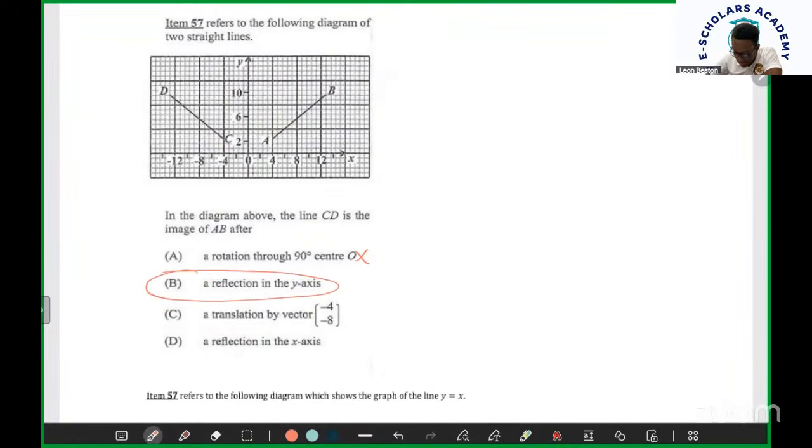Definitely not a translation using a translation vector of -4, -8. So let me see, -4, -8. We go across 4 times to the left, and then down 8 times. Nah, so that can't work. Reflection over the x-axis, that is reflection over this axis at the bottom here. So this image would come somewhere at the bottom if that were to happen. So nah, and nah, and nah. All right, so B is the answer.